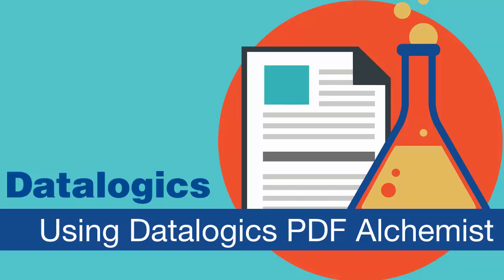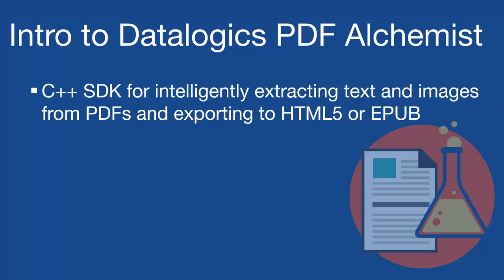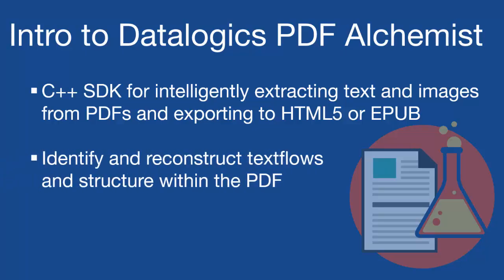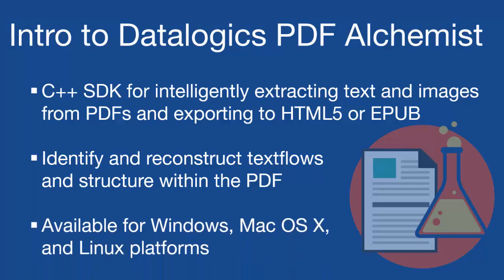PDF Alchemist is a new C++ SDK for intelligently extracting text and images from PDFs and exporting them to HTML5 or Epub. Alchemist employs sophisticated techniques to identify and reconstruct text flows and structure within the PDF. Alchemist is packaged as a DLL on Windows platforms and an SO file on Linux for integration into your own applications, but we will run the command line version for this demo. Let's take a look at how it works.